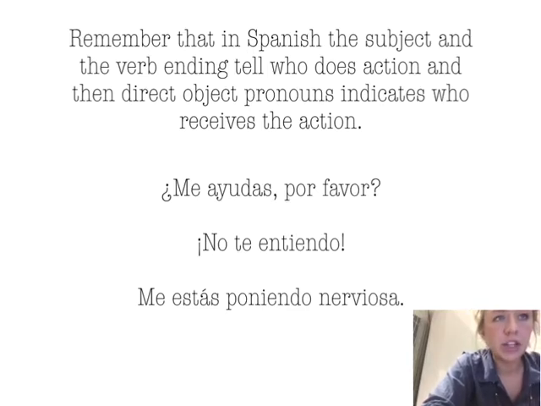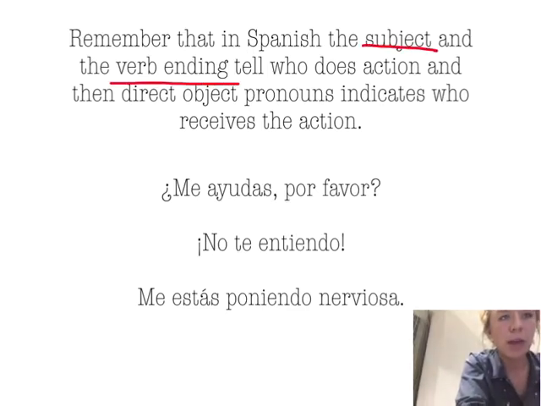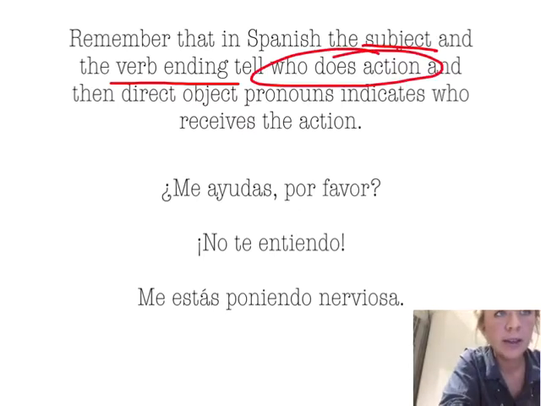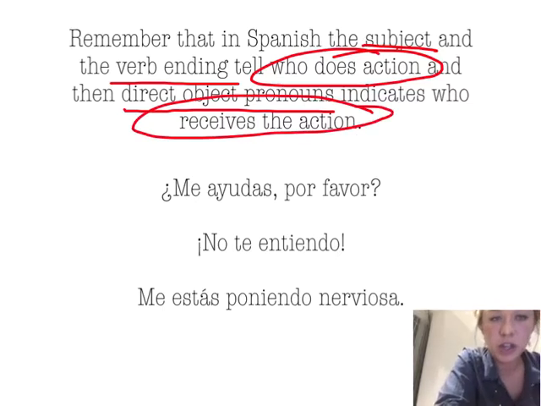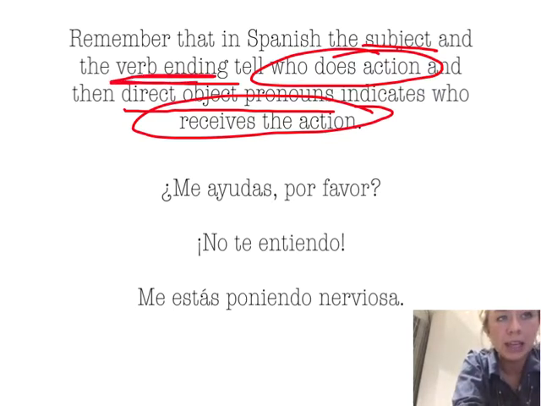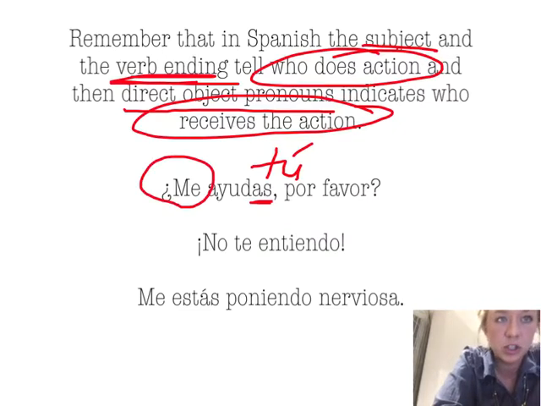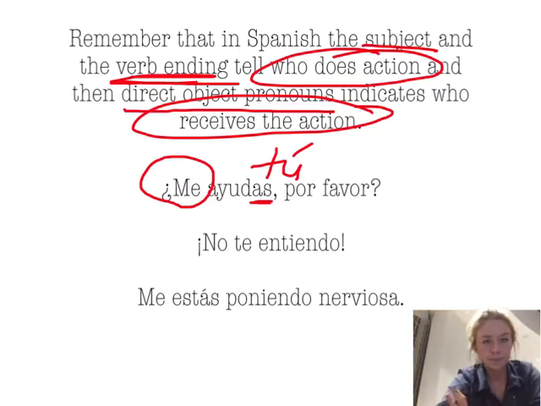Remember that in Spanish, the subject and the verb ending tell who does the action. I talked about that a little bit before. And then the direct object pronoun indicates who receives the action. Answers that question, who or what. So if we look at these examples, we have, ¿me ayudas, por favor? We'll look at the verb ending to see who's doing the verb. So as we know -as is a tú ending. So do you help? And then this is our direct object pronoun, the person receiving the action. So will you help me?